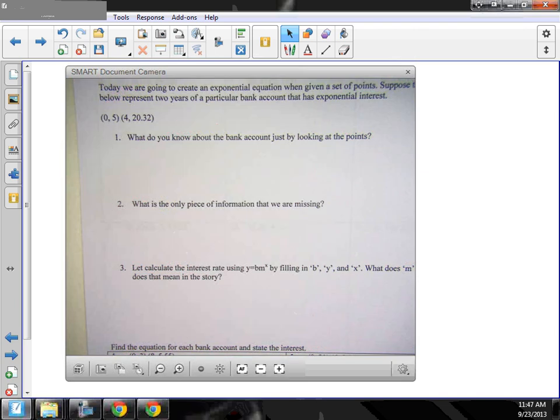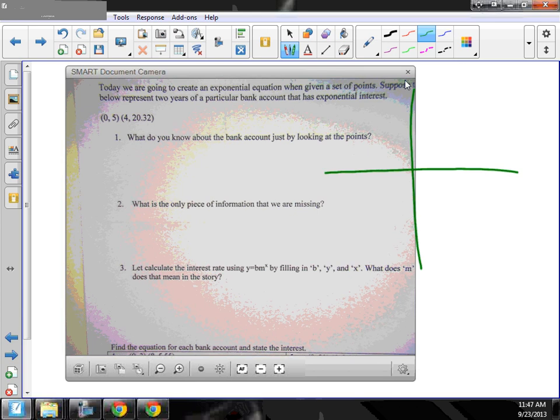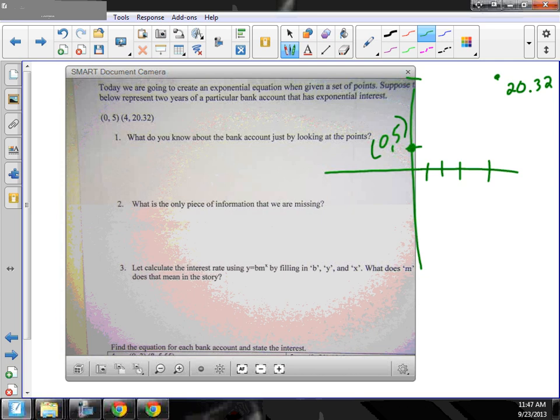So if we were to graph those 2 points, we have (0, 5), which would be right there. Then 1, 2, 3, 4, and then if that's 5, up here would be 20.32. So (0, 5) and (4, 20.32). And the first question asks, what do you know about the bank account just by looking at the points?